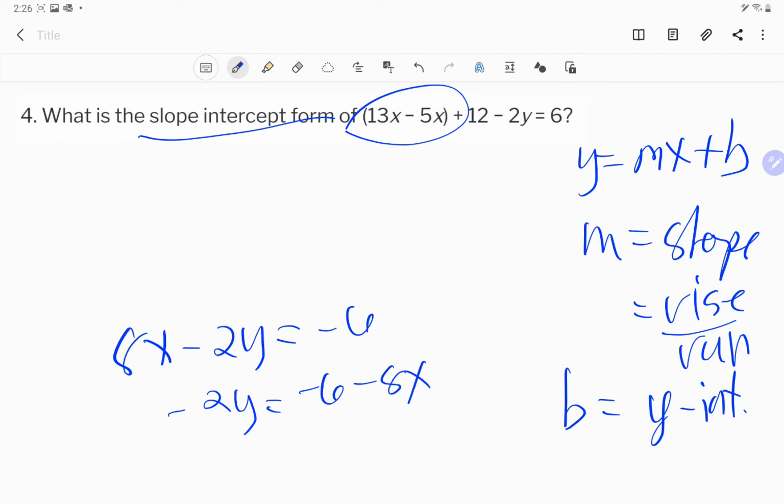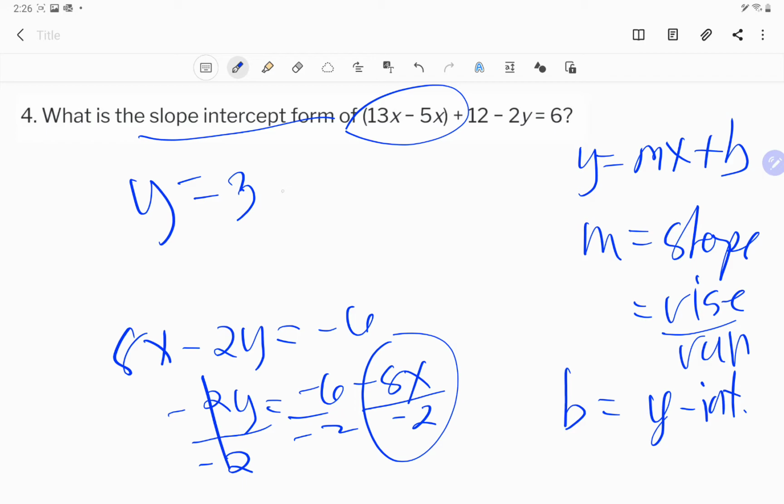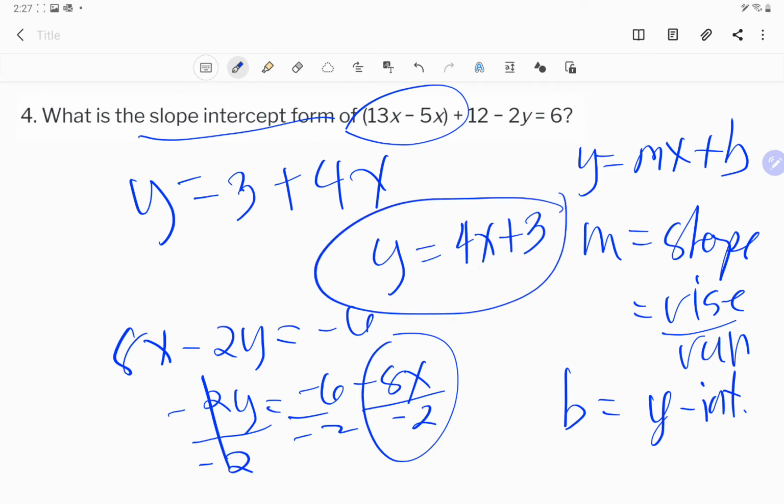Okay, and then we're going to simplify this. We're going to divide both sides by negative 2. That becomes y is equal to negative 6 divided by negative 2, that is equal to positive 3, and negative 8x divided by negative 2 is equal to positive 4x. And we can arrange this as y is equal to 4x plus 3. So this is your slope-intercept form.